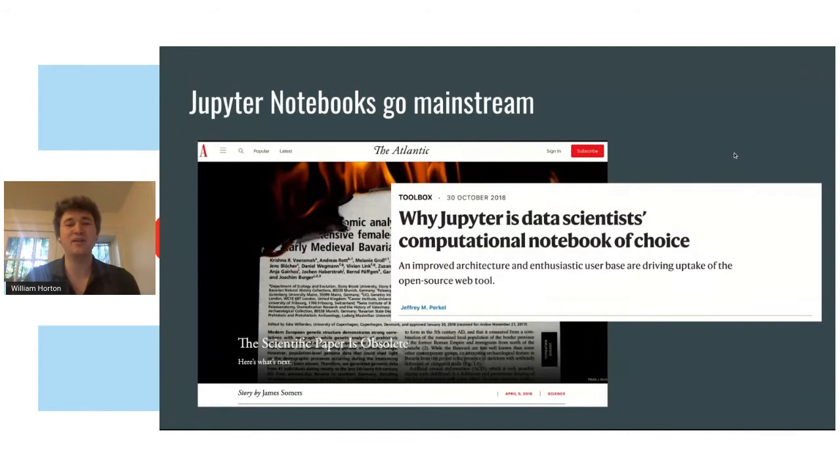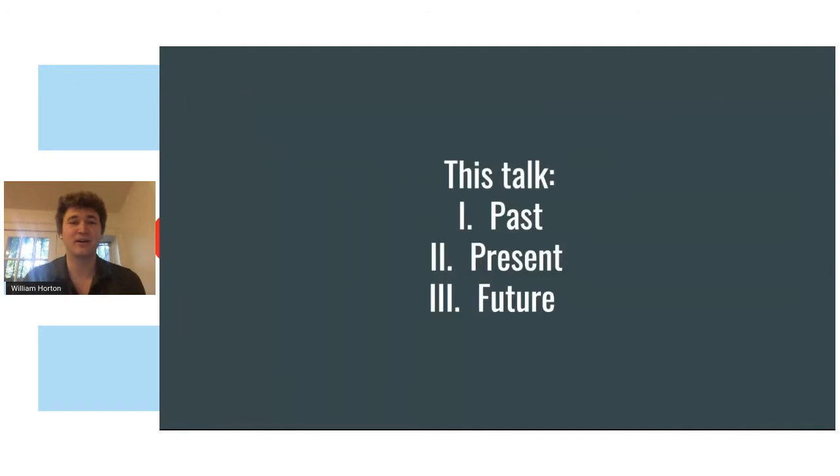And then probably the final reason is that Jupyter notebooks are experiencing some amount of mainstream popularity. You can see there's this article from 2018 from The Atlantic. There's also an article in Nature. And so there's this increased visibility, The Atlantic even going so far as to say the scientific paper is obsolete. And so in science, people are only going to be using these kinds of notebooks. That is just one more reason I thought it would be both interesting and timely to try to understand a little bit more about where this tool comes from.